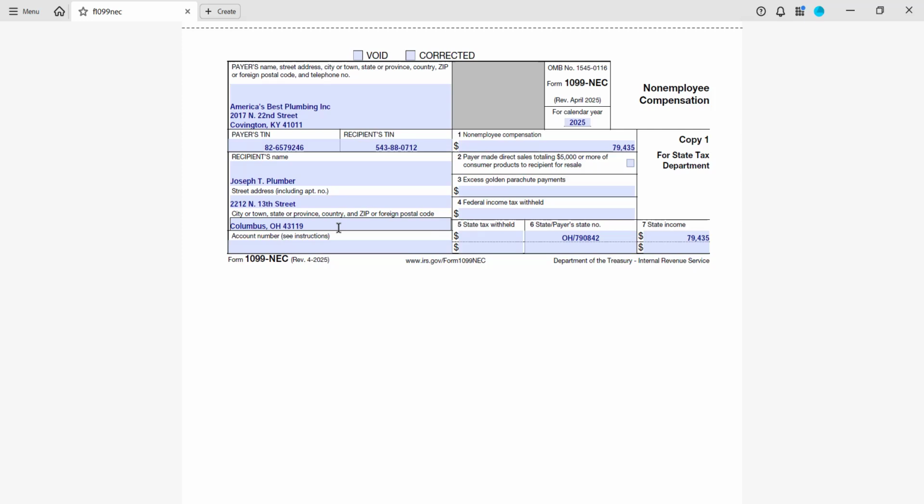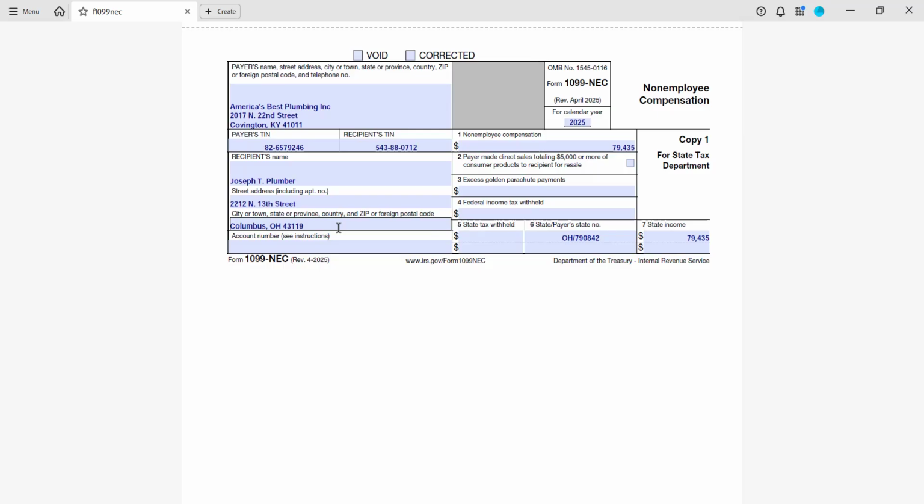If you have not received a response, that means you need to get this mailed to them no later than February 2nd, 2026 for the 2025 tax year, okay? Because you don't want to be faced with the penalties that there are for filing this late.